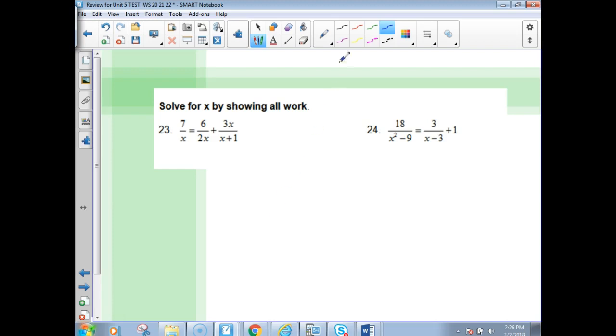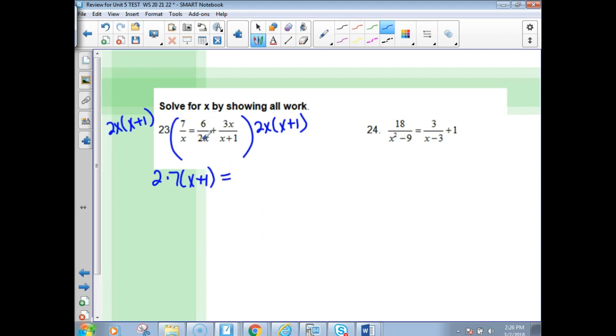These are solved problems, so you need to multiply everything by the LCD. You need an x, you need a 2, we already got the x, and you need an x plus 1. So the LCD is 2x times x plus 1. If I multiply through the first fraction by that, the x would cancel. So I'd have 2 times 7 times x plus 1. The denominator would be gone.